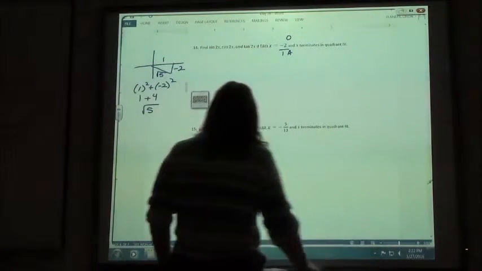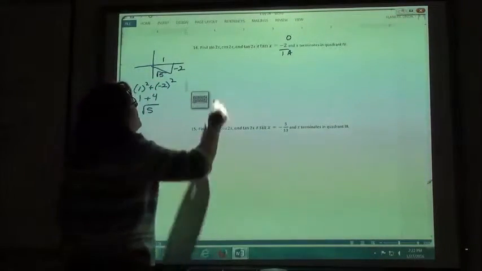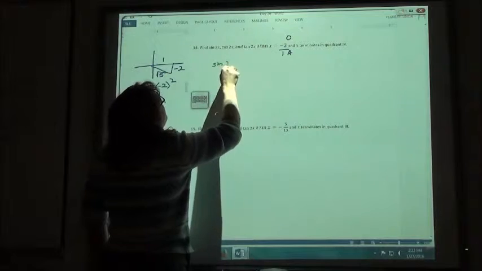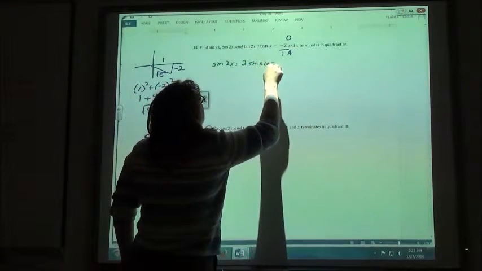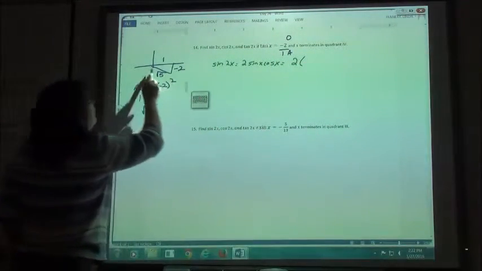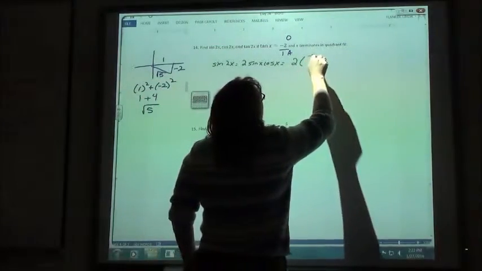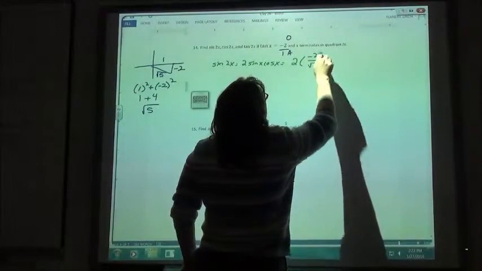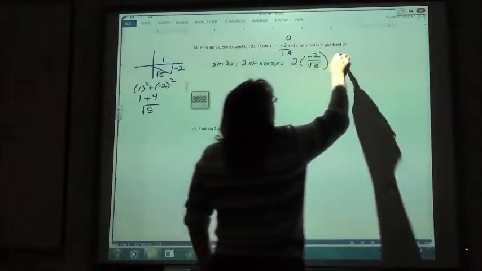Once we have our reference triangle, we can go ahead and find all our double angles. So sine of 2x is 2 sine of x, cosine of x. So 2 times the sine. The sine is negative 2 over the square root of 5. And the cosine would be 1 over the square root of 5.